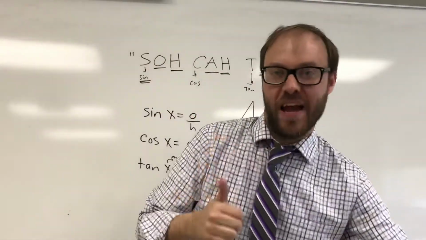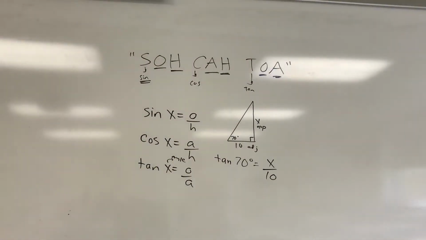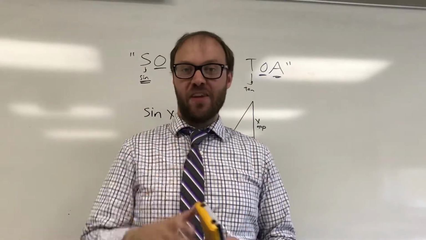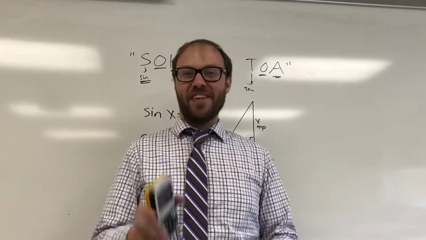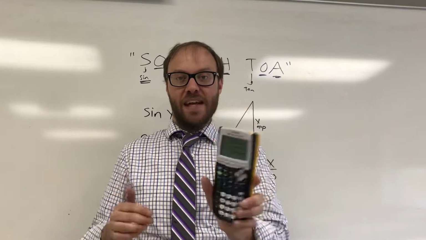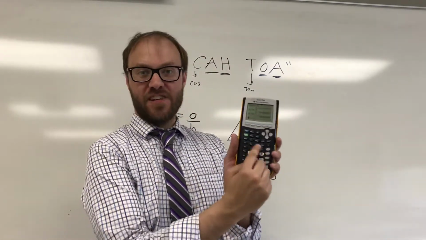Here's where the magic happens. You are going to go to your graphing calculator or scientific calculator. It can't be some $2 Kmart calculator. Is Kmart even a place anymore? Anyway, it can't be your $2 Walmart calculator. A graphing calculator is great. If you have a scientific calculator, the key is it's got to have the sine, cosine, and tangent buttons on it.